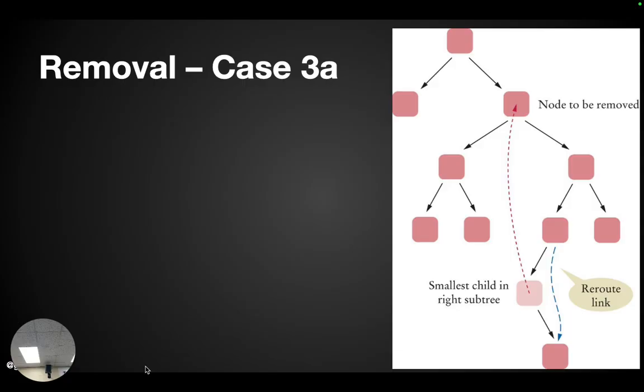Yeah, because when we find the smallest child in the right subtree and put it here, that means that all of these nodes are still smaller than it, or else it would have been over here, right? And all of these nodes are greater than it, or else it wouldn't have been the smallest child in the subtree. So that's why we know it's okay to put it there.